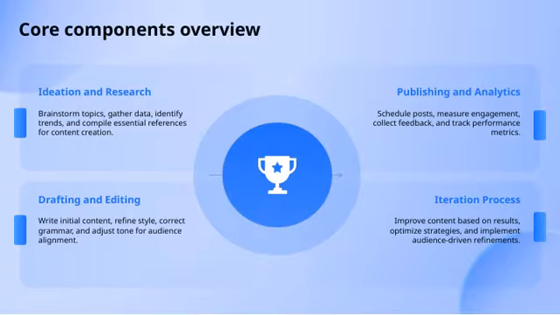Now, let's take a closer look at the core components that make up our content creation process. Starting with ideation and research, this is where it all begins. We brainstorm topics, gather relevant data, identify current trends, and compile key references that will guide our content. This initial phase is crucial because it sets the foundation for everything that follows.